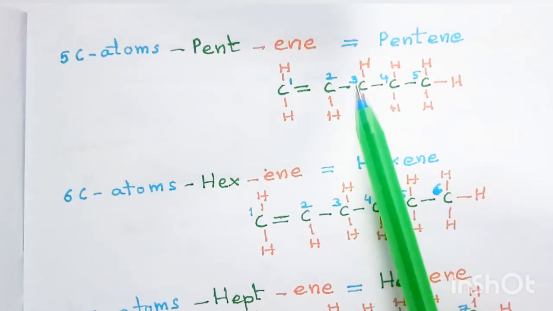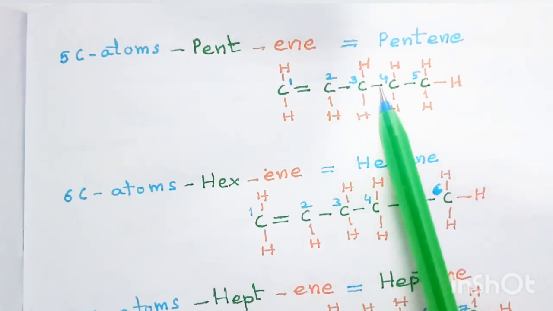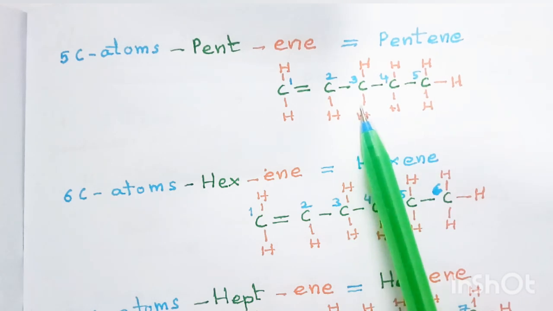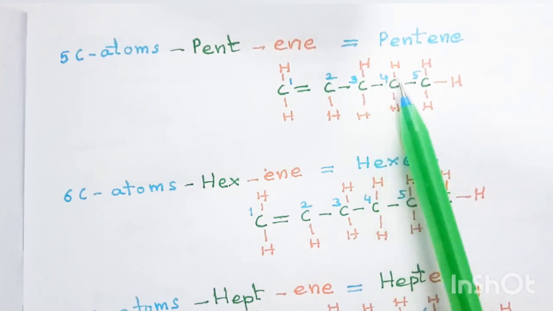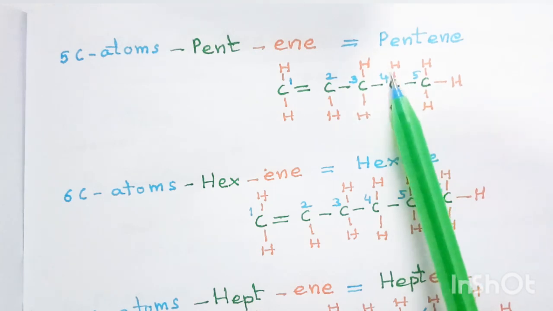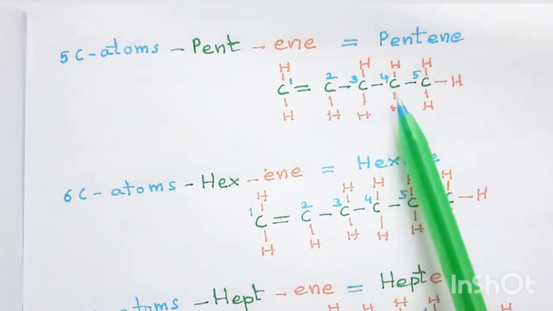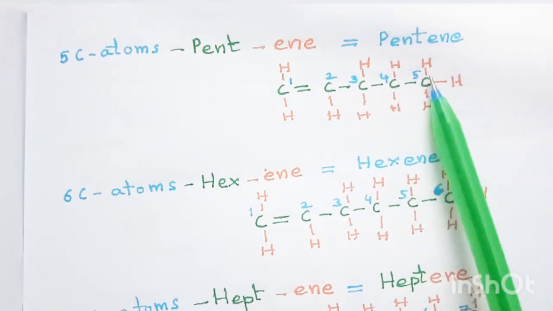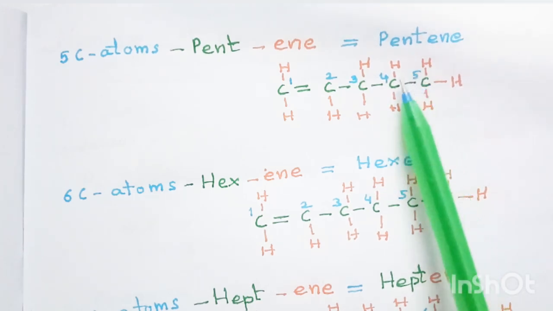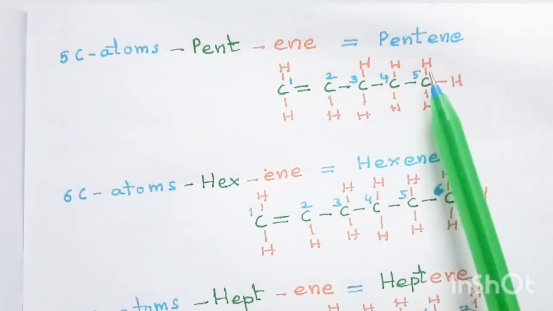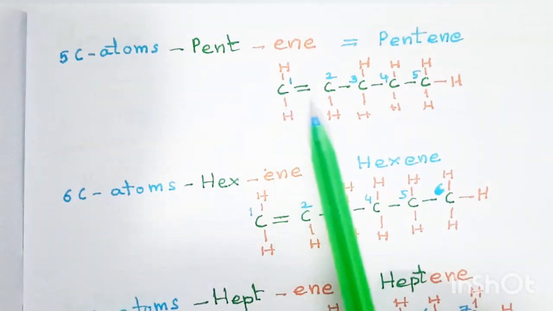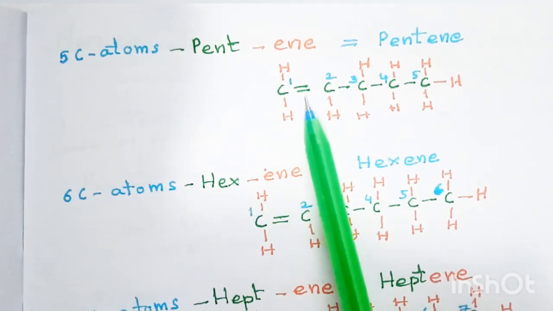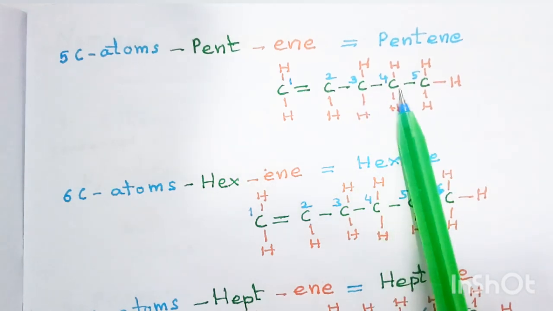The third carbon has a single bond with second carbon atom and a single bond with fourth carbon atom. So it needs two more bonds to become stable. So two hydrogen atoms are attached to this third carbon. Similarly, fourth carbon has a single bond with third carbon atom and fifth carbon atom. So it needs two more bonds to become stable. So it will form two bonds with hydrogen atoms. Fifth carbon has one carbon-carbon single bond with fourth carbon. So it needs three more bonds to become stable. So it gets attached to three more hydrogen atoms. So this is pentene. Pentene is CH2 double bond CH, CH2, CH2 and CH3.